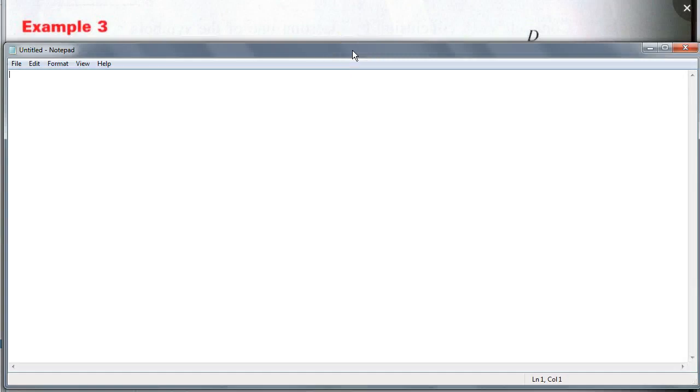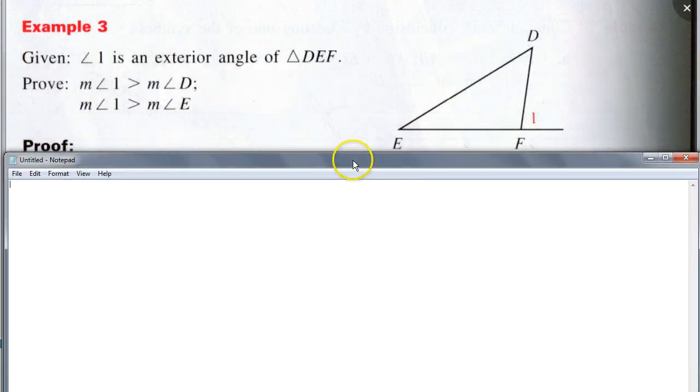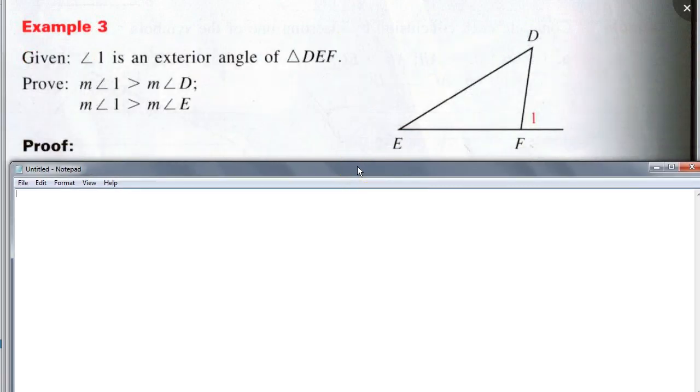Here's example 3 then. Write this down. If this is what we have, angle 1 is an exterior angle of triangle DEF, can you prove that measure of angle 1 is greater than measure of angle D, and measure of angle 1 is greater than measure of angle E? If you can, go ahead. Now, let me give you a hint. Do you guys know anything about an exterior angle? What can you tell me about an exterior angle?